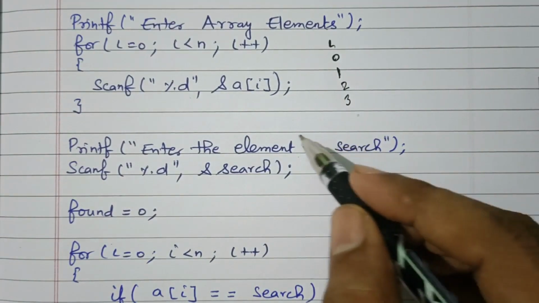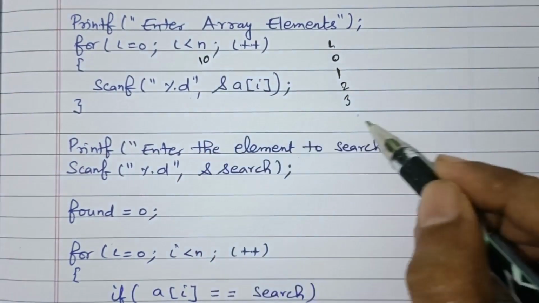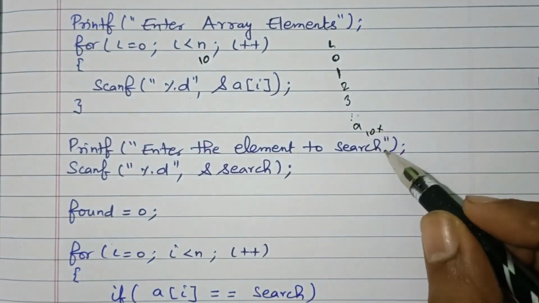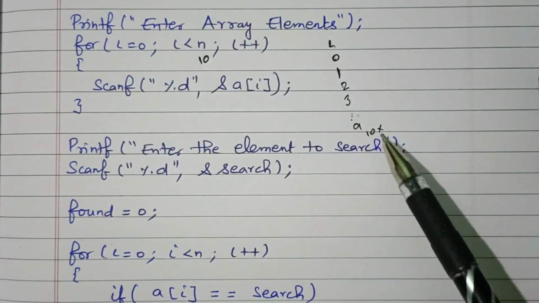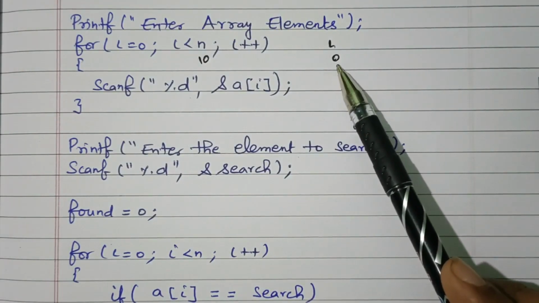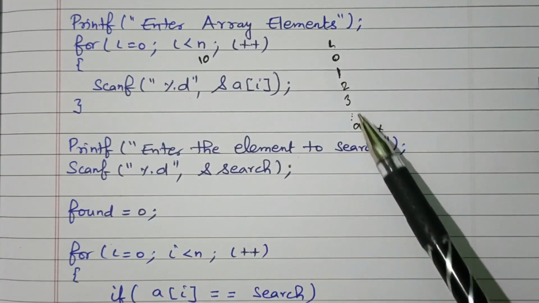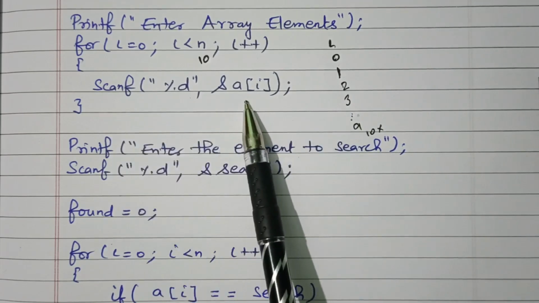Let us consider we have 10 elements available. We'll enter 10 elements, so it will go up to 9. If it is 10, it will stop; the loop will be terminated. So it starts from 0 to 9, which means 10 elements, right? So the first element is stored in a[0], then a[1], a[2], a[3] up to a[9]. So now 10 elements are stored in this array.